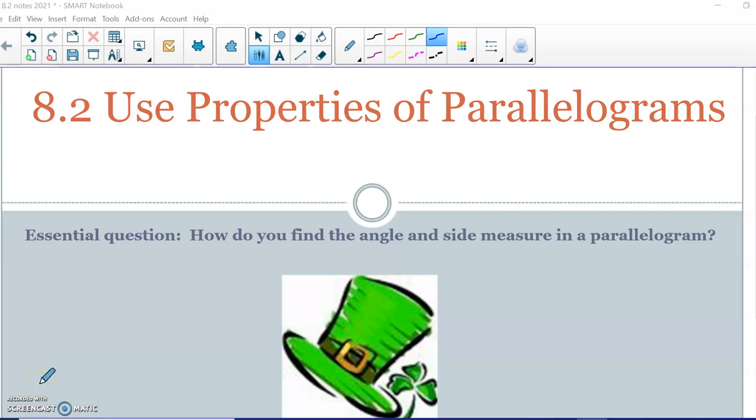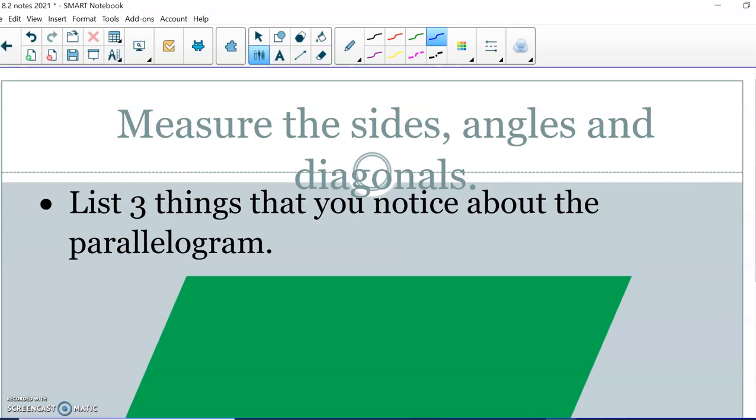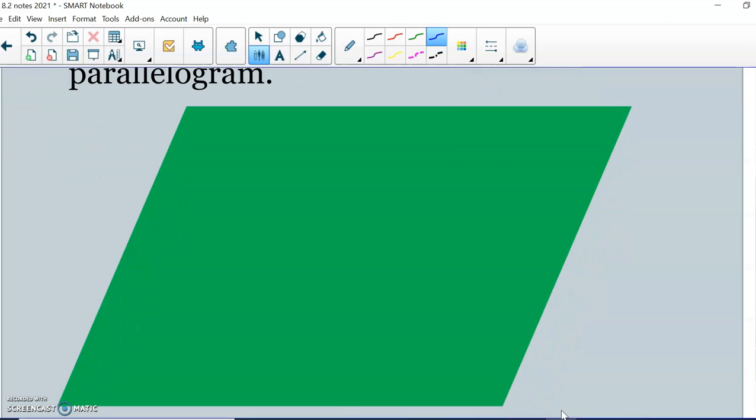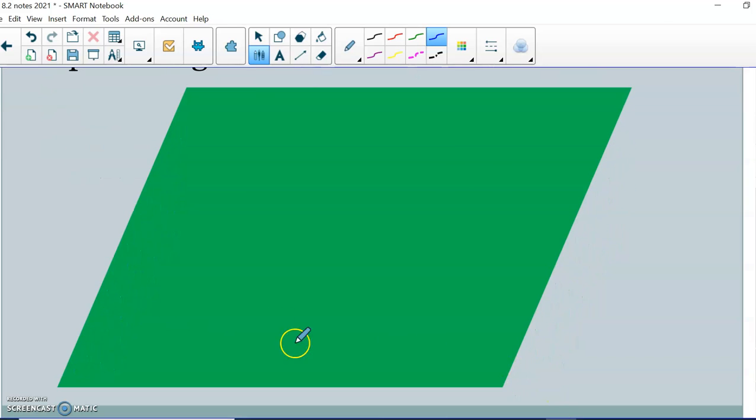This is Honors Geometry Lesson 8.2, Properties of Parallelograms. So the best thing you could do in this lesson is just use common sense. So here's a parallelogram, and I'm going to ask you 3 things you notice about this parallelogram.